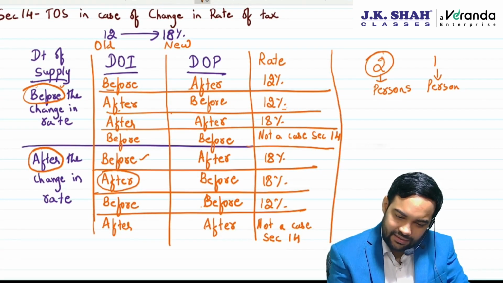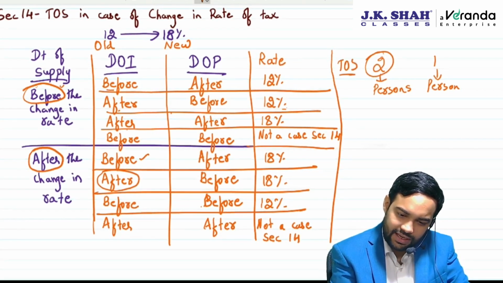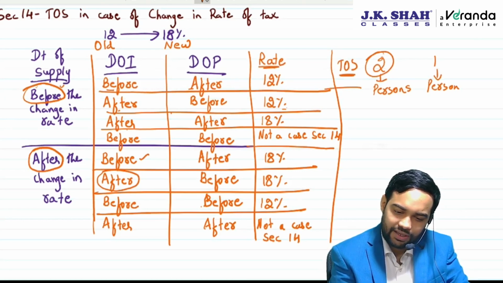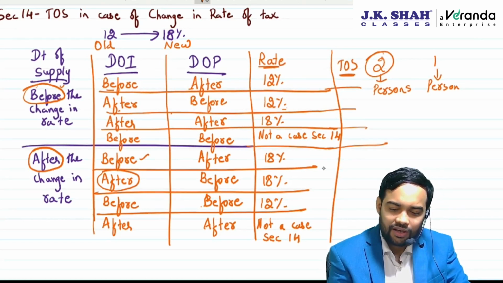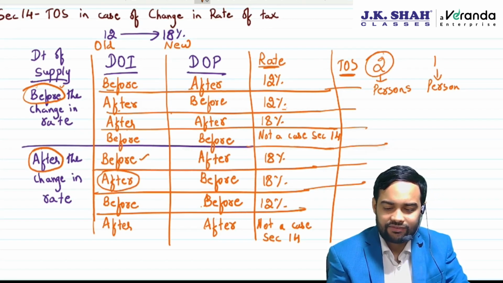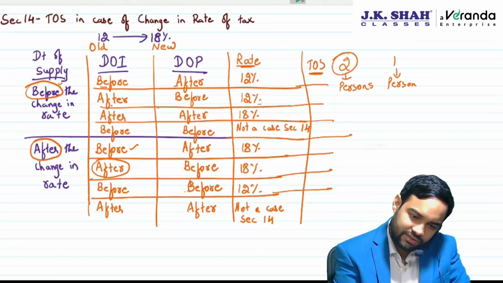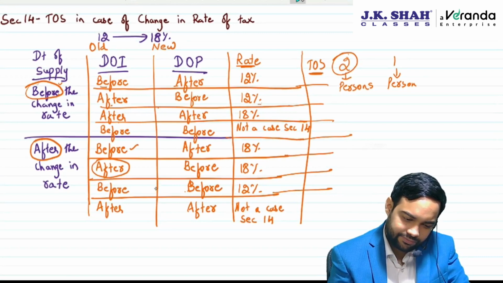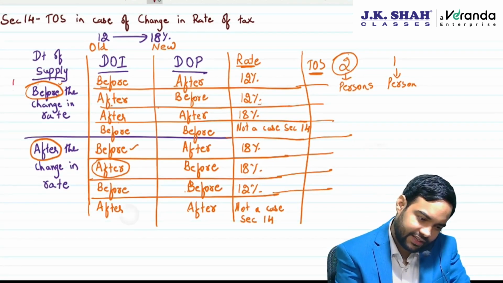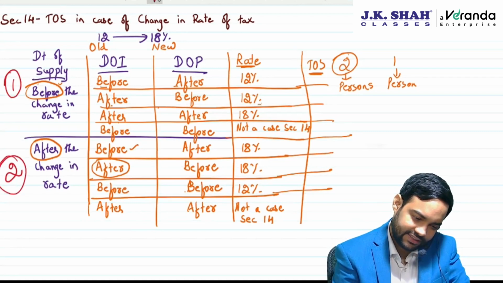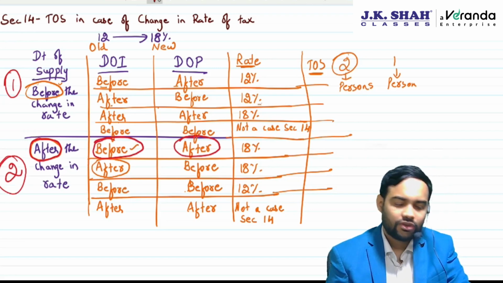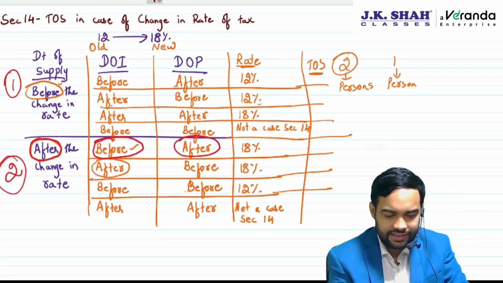Then the question arises, what would be the time of supply? See, time of supply depends on the date matching with the rate. The date should match with the rate. Say suppose I am choosing, let's start from the second scenario now. This is first scenario, this is second scenario. Let's start with this. After, before, after. So we are taking the after rate, that is 18%.